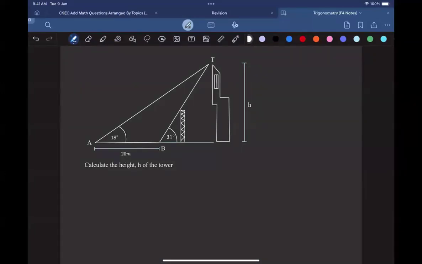To do this question, I want you to split up the triangles into two. Try doing that. Try drawing one of the triangles you see.